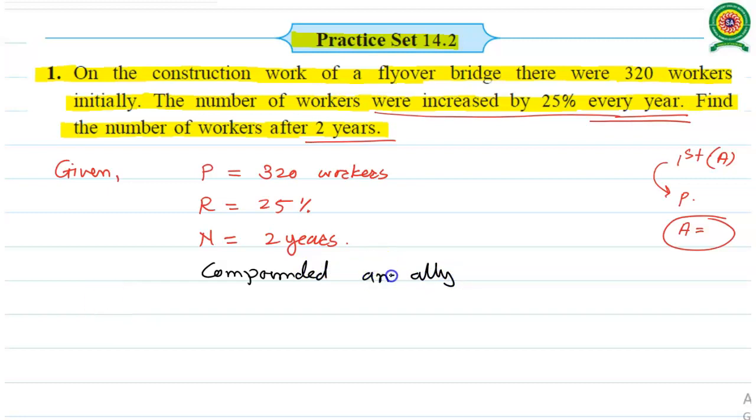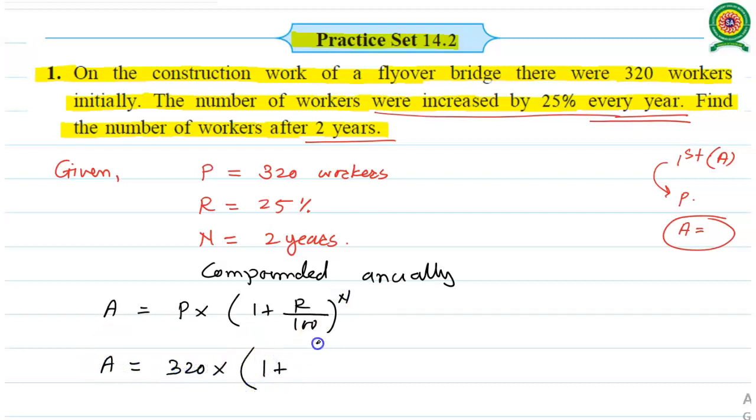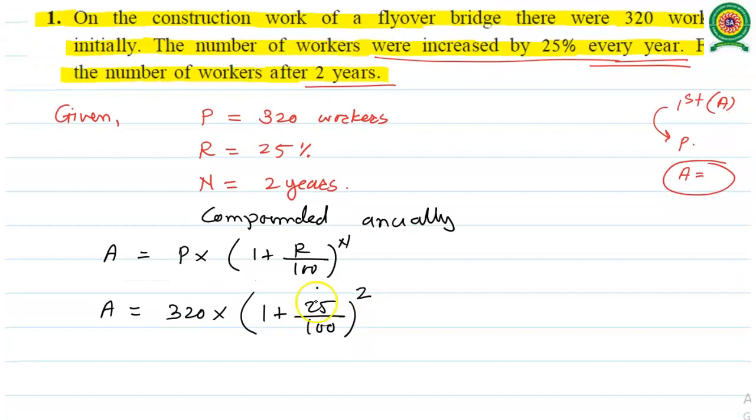So what is the formula for compound interest? We have to evaluate the amount A equals P into (1 plus R divided by 100) whole to the power n. So A equals the principal value 320 workers into (1 plus the rate per annum, 25 divided by 100) whole to the power of the total duration, 2 years. So let's try to simplify it.